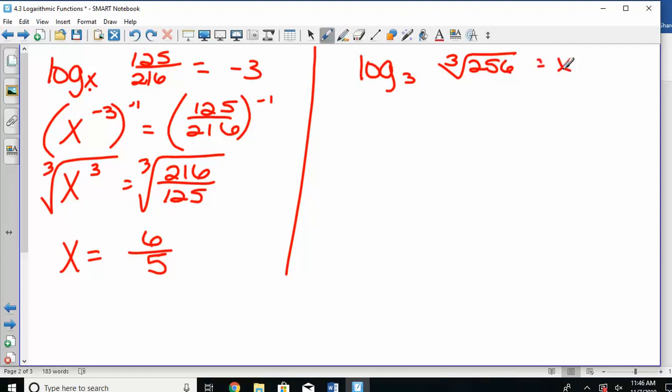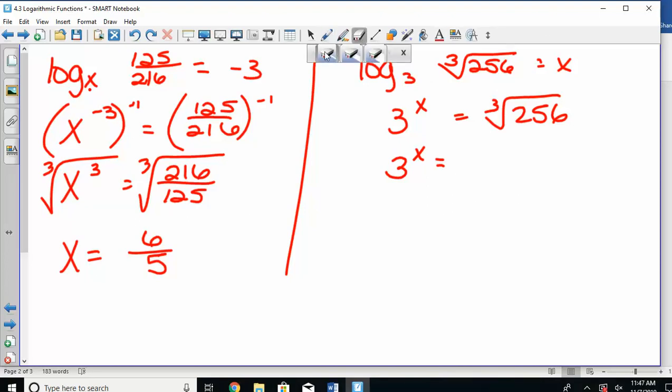What would I do here? Exponential. So 3 to the x equals the cube root of 256. Have to get a common base. A cube root is like a 1/3 power. I need to change this problem. 256 is not a power of 3. It's not going to come out very nice. Let's just make it a log base 4. That'll work out.